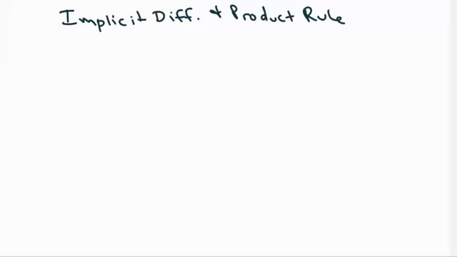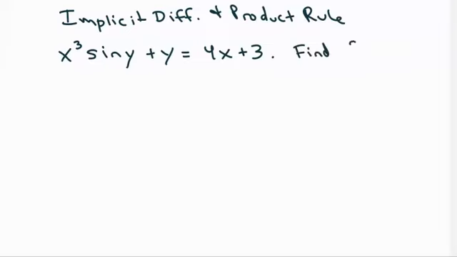All right, so let's look at a slightly more difficult implicit differentiation problem that also utilizes some of the other derivative skills that we have. So x to the third times sine of y plus y equals 4x plus 3. And our goal here is to find the derivative, or dy dx, derivative of y with respect to x.